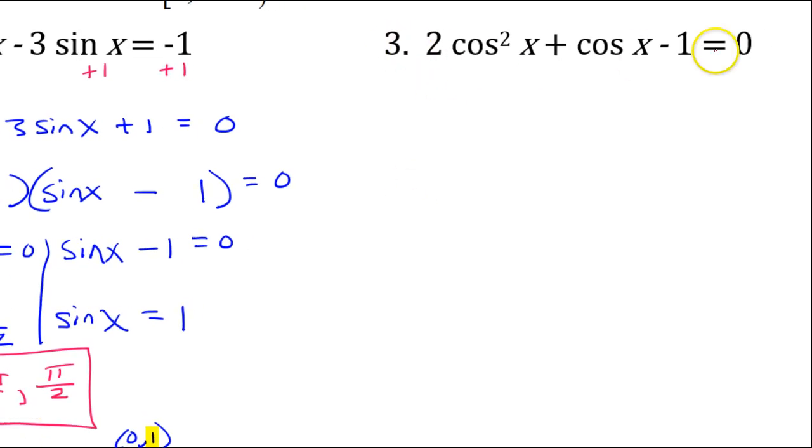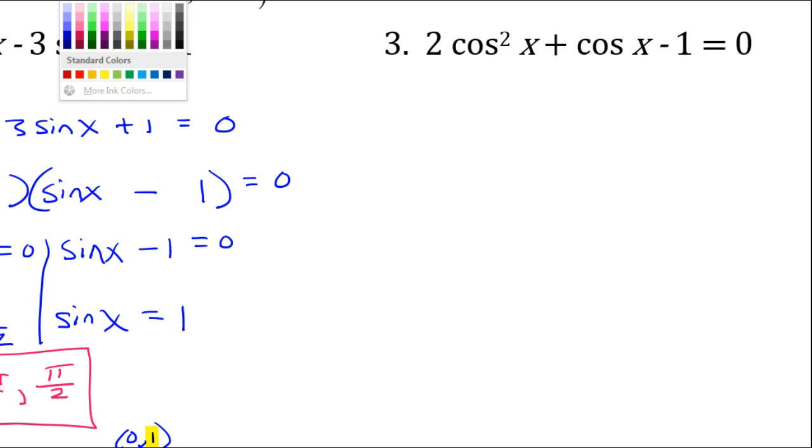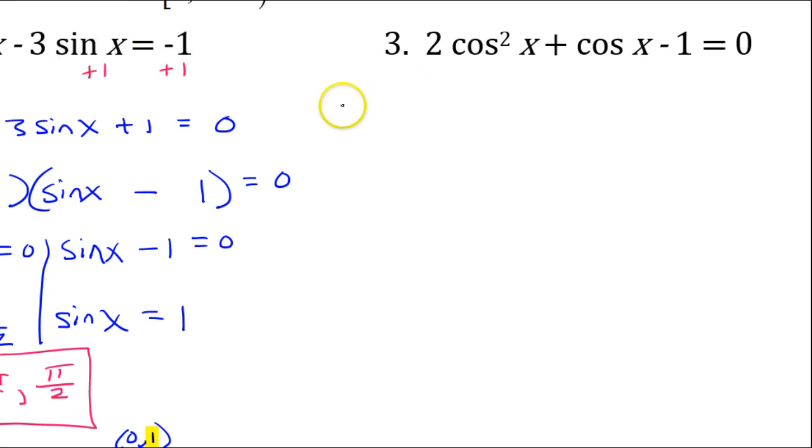I see that we have all cosine, so that's great. I don't need to do any substitutions there. Also, I see that we already have 0 on one side. So we can really dive in with the factoring process. So I'm going to go ahead and shoot for binomial times binomial. 2 cosine squared x can only factor as 2 cosine x times cosine x. 1, alright, I'm ignoring the sign for now, 1 can only factor as 1 times 1.